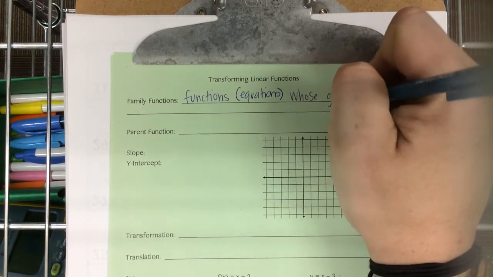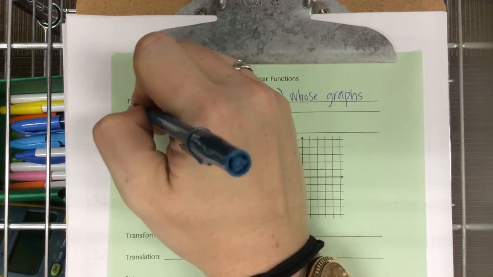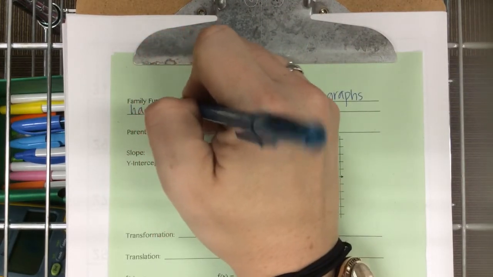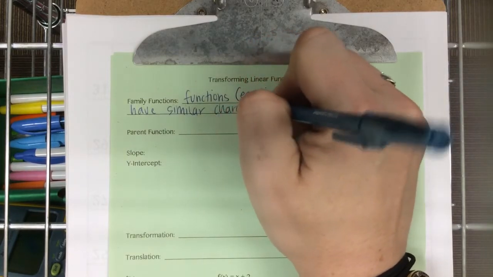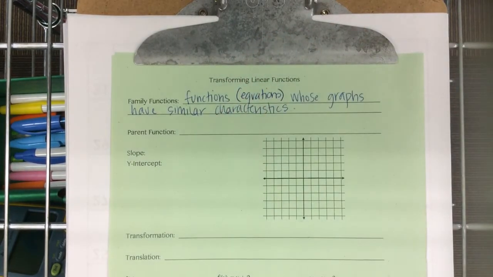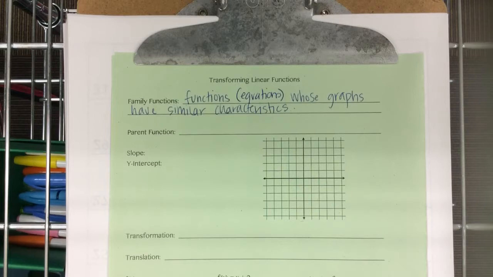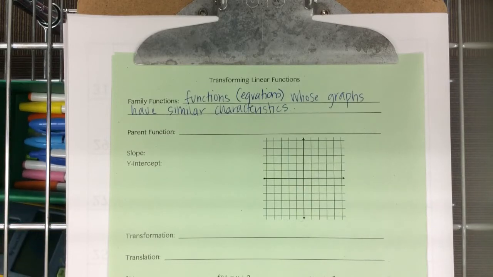A family of functions are functions or equations whose graphs have similar characteristics. Family functions are functions or equations whose graphs have similar characteristics.